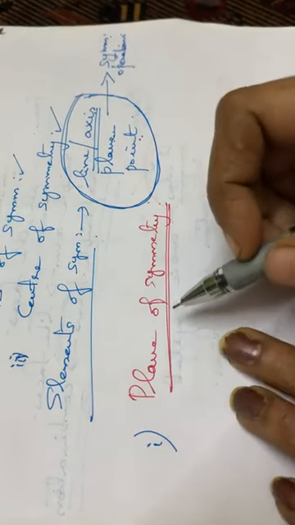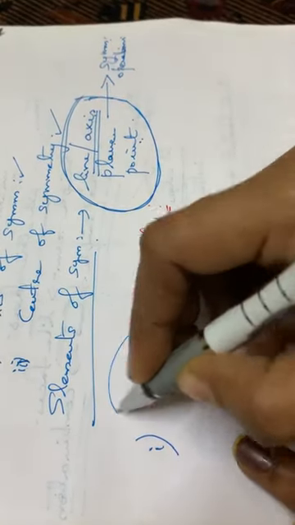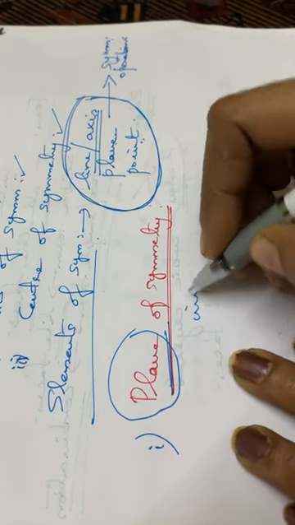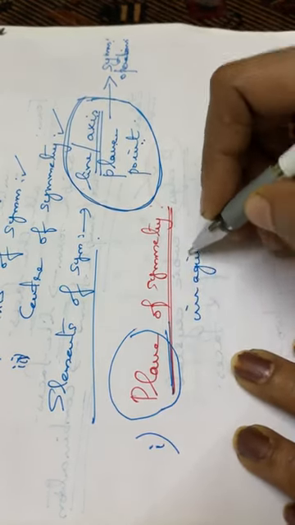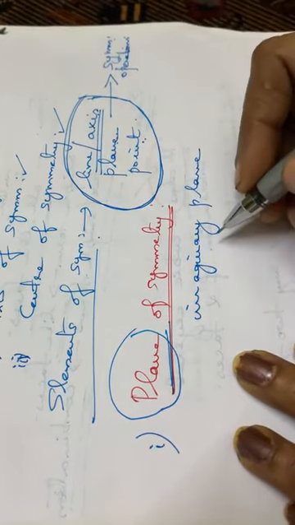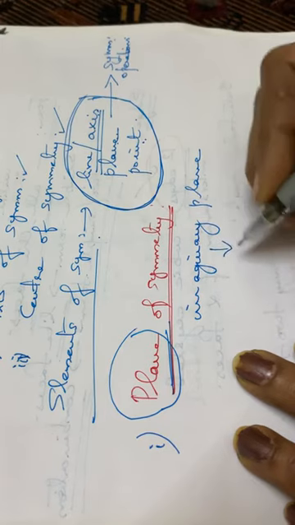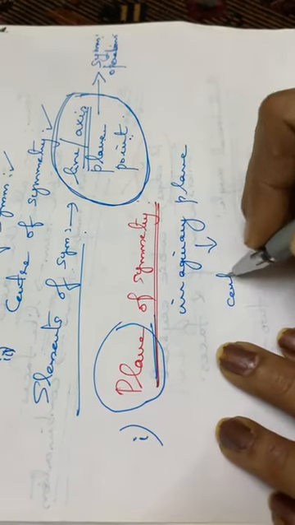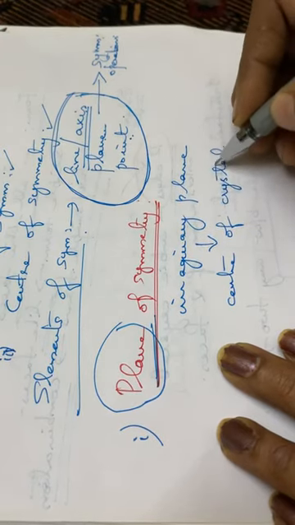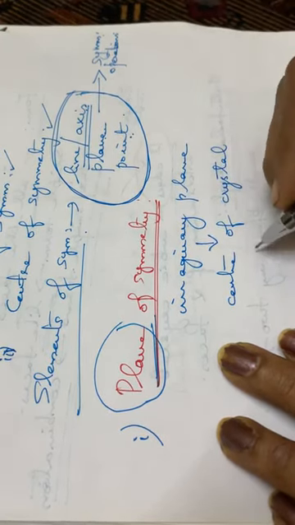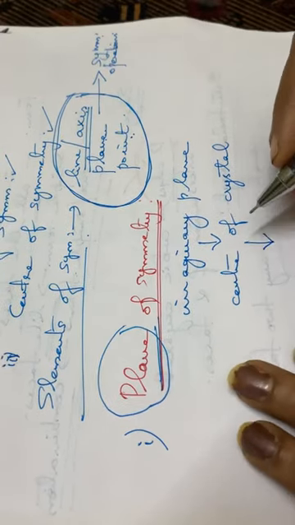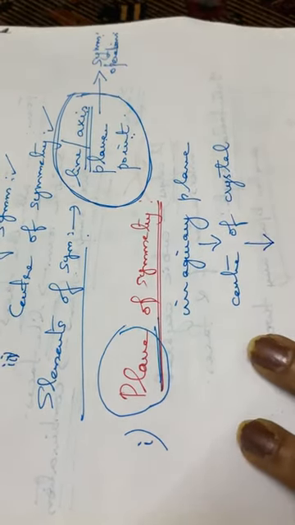So, plane of symmetry, from the word itself, the symmetry element is a plane, isn't it? It is an imaginary plane, and it should be passing through the center of the crystal. While this imaginary plane passes through the center of the crystal, the crystal will be divided into two equal parts.